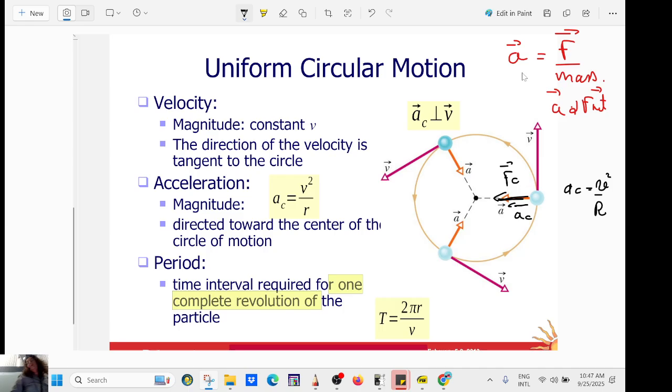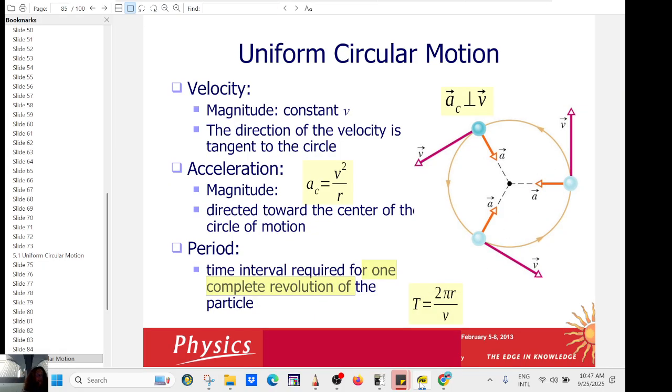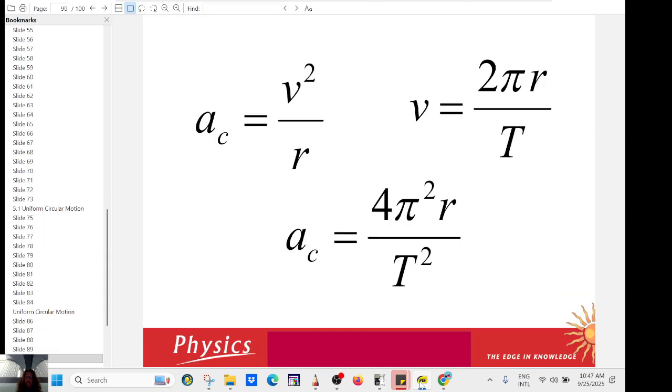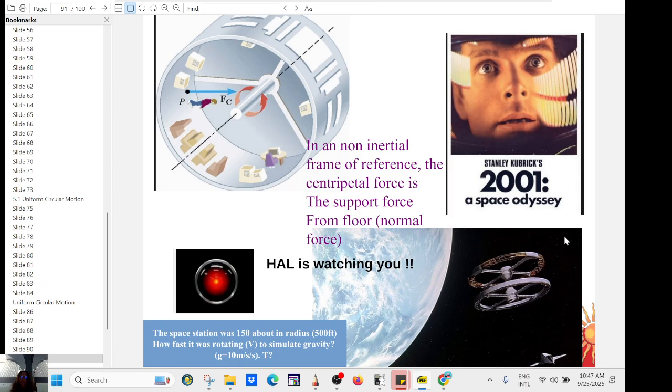Okay, so that's a review. So acceleration is the force per unit mass. We did that last time, and we were talking about Space Odyssey, which was a masterpiece.